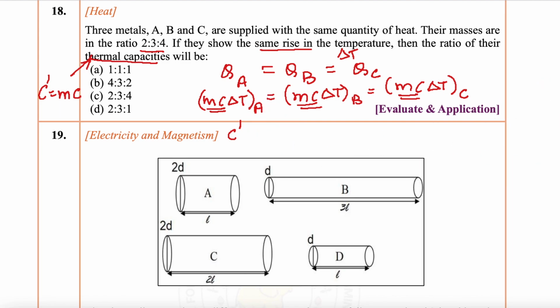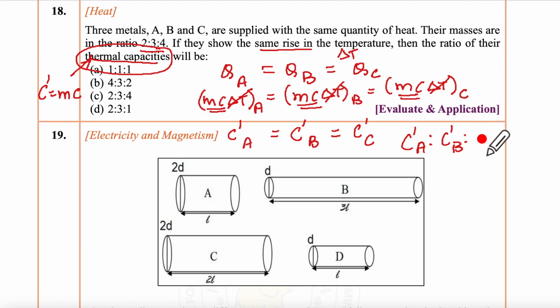Let me just clean this. Delta T for each will get cancelled. So we have M into C of A, that is C dash of A, will be the same as M into C of B, means C dash of B. And that will be equal to M into C, that is C dash of C. What is C dash? It is the thermal capacity. Now if they are equal, their ratio will be C dash of A is to C dash of B is to C dash of C, since they are equal, it will be 1:1:1. Okay, so it will be option E.